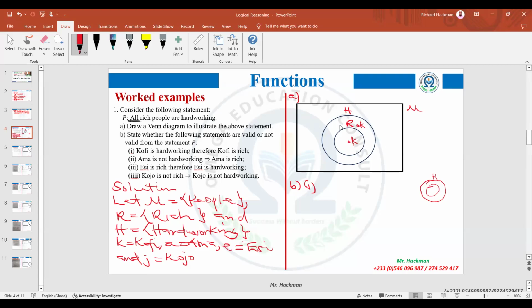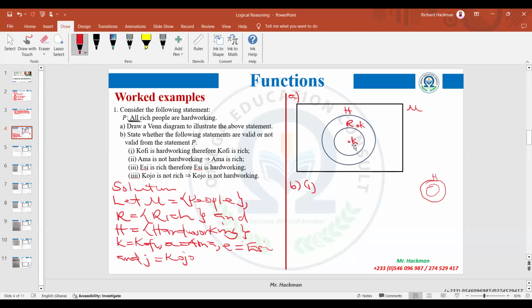Okay, let's look at the first K. Let me start with this K. This K is hardworking. Is that not it? Yes, this K is hardworking. Is this K rich? If it is rich, then it should be inside the circle for rich. Is it?